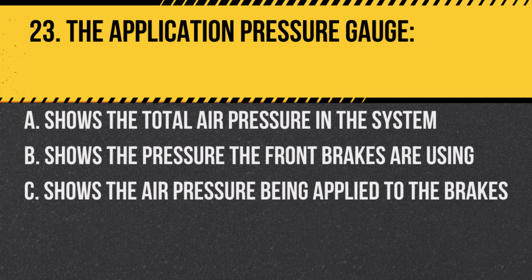Question 23. The application pressure gauge. A. Shows the total air pressure in the system. B. Shows the pressure the front brakes are using. C. Shows the air pressure being applied to the brakes. Answer. C. Shows the air pressure being applied to the brakes. It indicates brake pedal force.